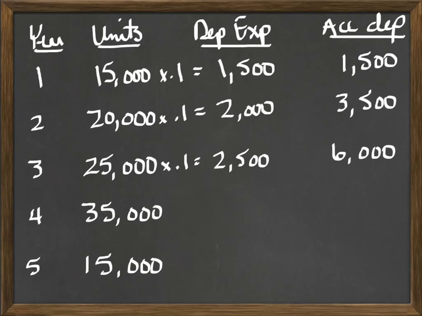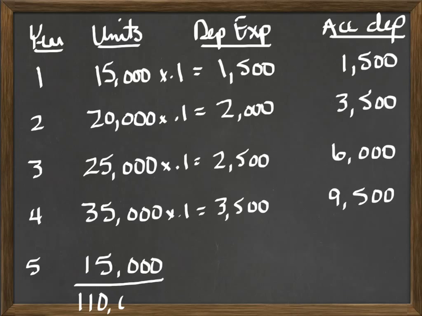Pause the video and try year four on your own. All right, so year 4, you take the 35,000 times 0.1 and get 3,500. That would bring our accumulated depreciation to 9,500. We had 6,000, we added 3,500 more. Now let's talk about year 5.